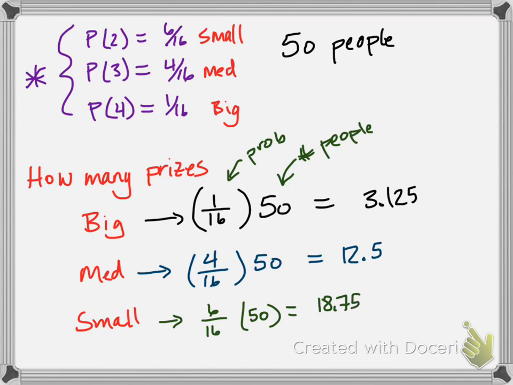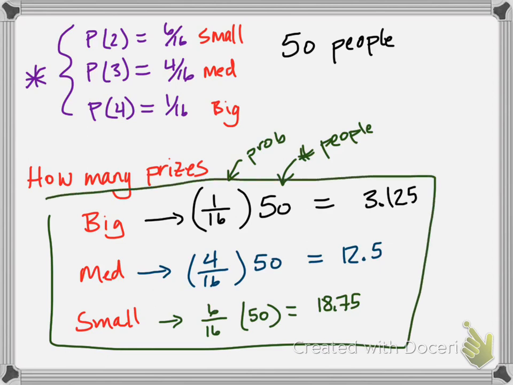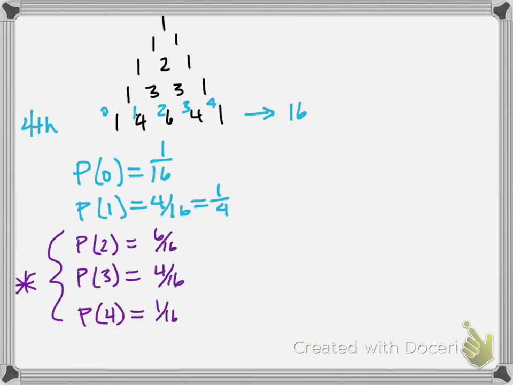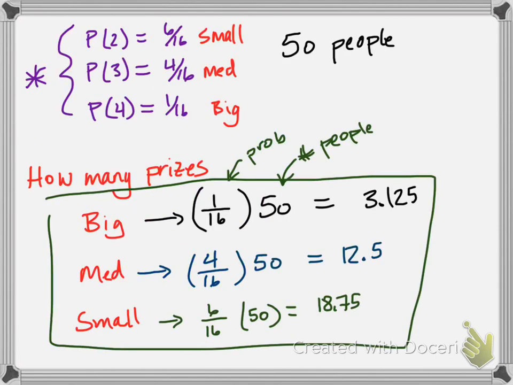So those are the number of prizes that we would need. And so those are our final answers. I would need 3.125 big ones, 12.5 medium prizes, and then 18.75 small prizes. So those are my answers. Hooray! So we just used Pascal's triangle to come up with how many prizes we need for our carnival. Yay!